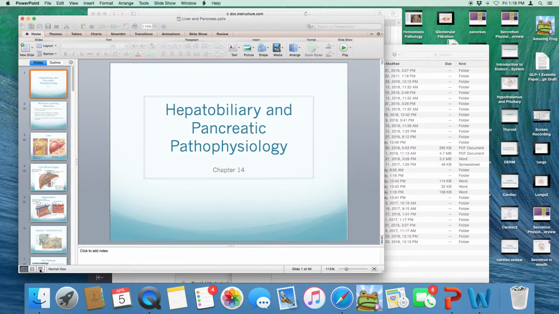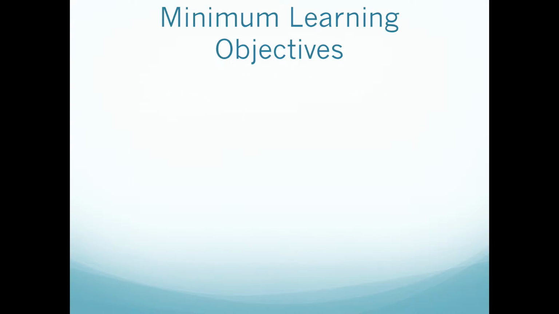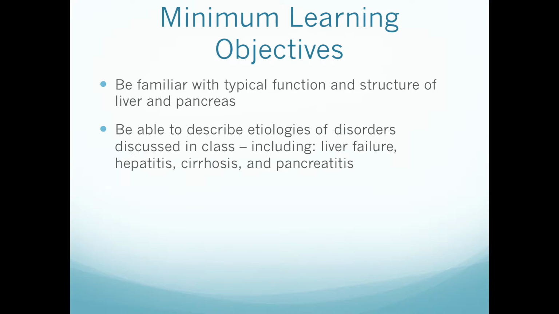Hi, everyone. We are going to do a quick overview of the basic anatomy and physiology of the liver so that we can go over the pathologies associated with the liver and its buddy, the pancreas. So, for this chapter, the first part involves knowing the typical function and structure of the liver and pancreas. If you know the normal function, the pathologies should be an absolute breeze.